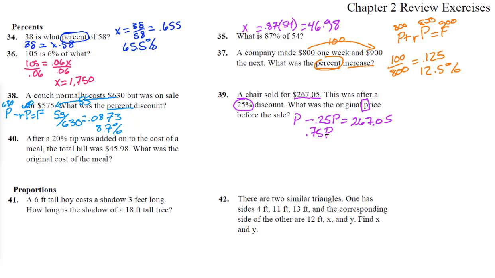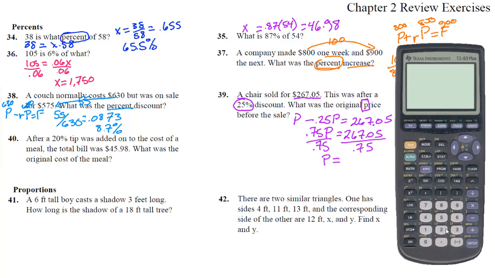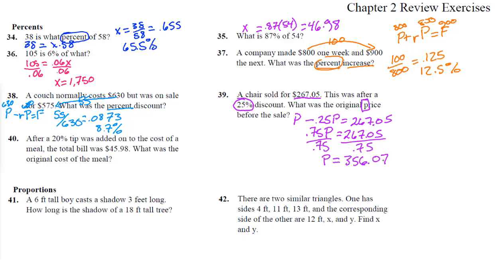It'd be 1 minus r times p equals 267.05. Divide by 0.75, divide by 0.75, and the original price is, punch it in on the calculator, 267.05 divided by 0.75, 356.07. That was the original cost, and then a decrease of 25% will give you 267.05.